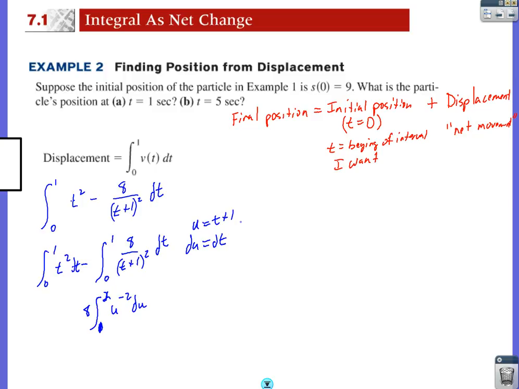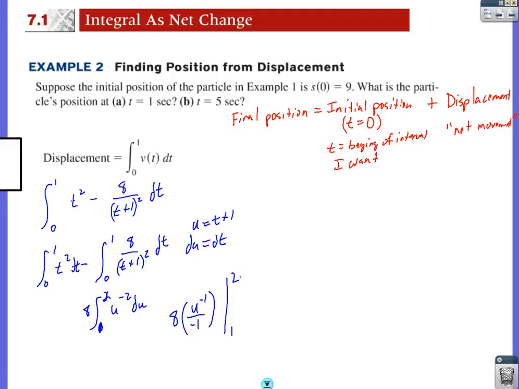Okay, so I raise it up a power. So this is going to be 8, raise it up a power, u to the negative 1 over negative 1, evaluated from 1 to 2.